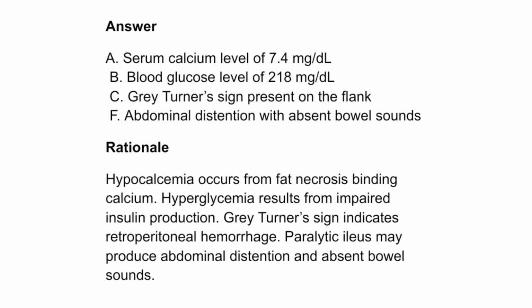Rationale. Hypocalcemia occurs from fat necrosis binding calcium. Hyperglycemia results from impaired insulin production. Gray Turner sign indicates retroperitoneal hemorrhage. Paralytic ileus may produce abdominal distension and absent bowel sounds.